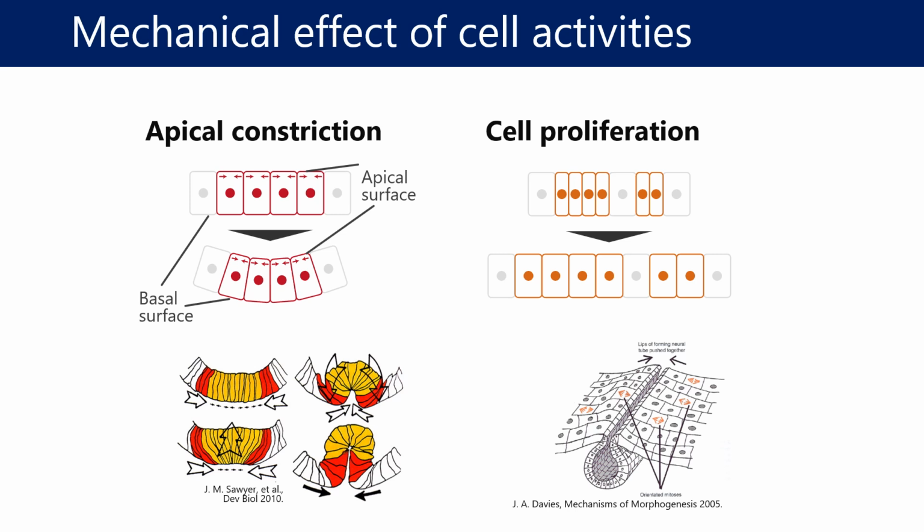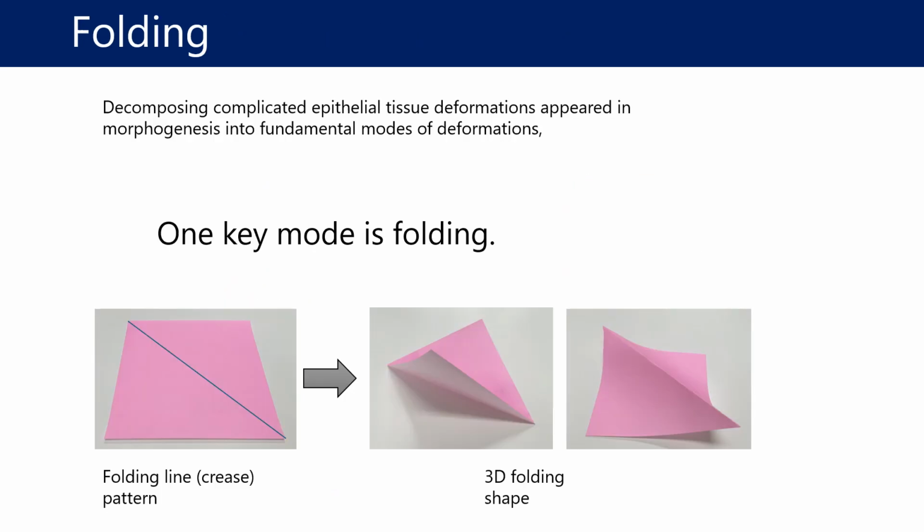First, I'd like to introduce the role of apical constriction during tissue folding. If we decompose the process of tissue deformation into fundamental modes of deformation, one key mode is folding. Epithelium folding transforms a 2D cell sheet into 3D. Basically, the 3D structure of epithelium tissue is established by a repeating process of epithelium folding. But how does the epithelium folding occur by cell activity such as apical constriction?